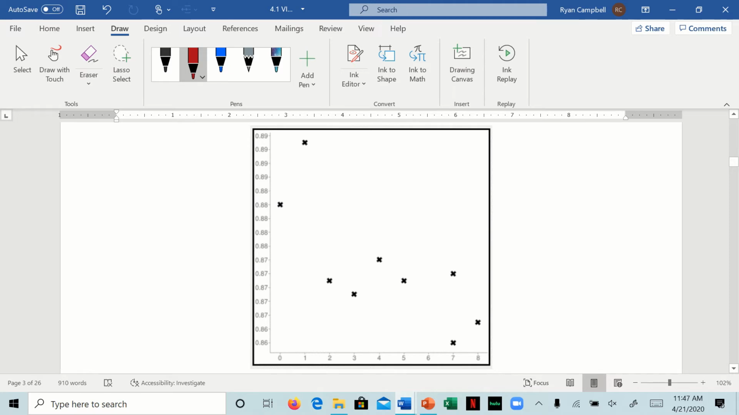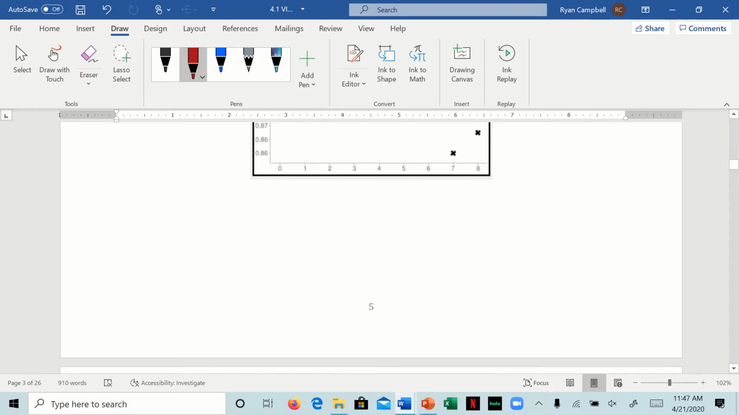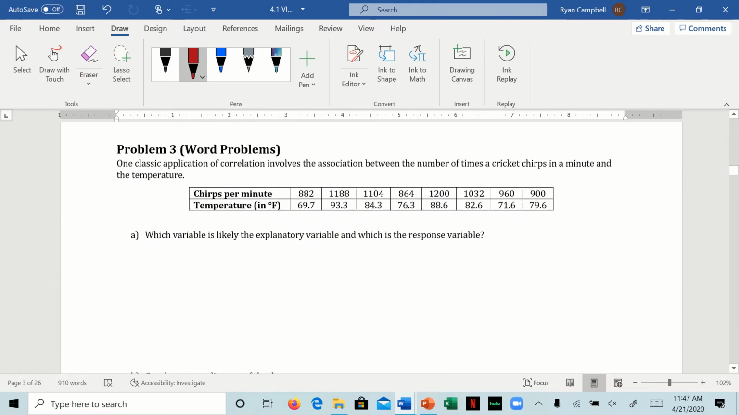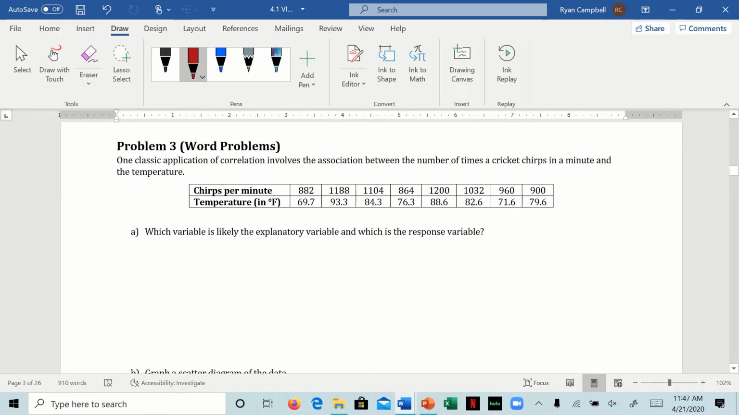All right, we're going to skip part C and D for now and just move on to number 3. We'll come back to it though. So one classic application of correlation involves the association between the number of cricket chirps in a minute and the temperature.